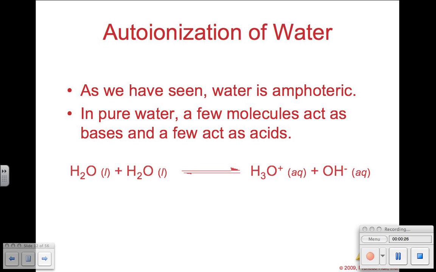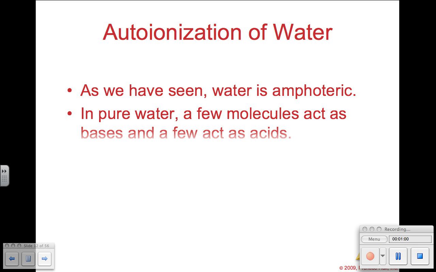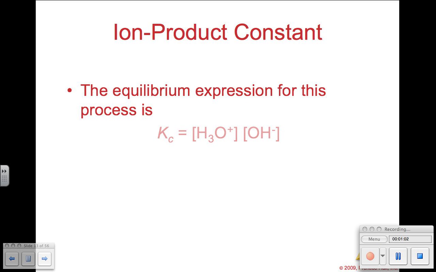So water, like we said previously, is amphiprotic, meaning it could be an acid or a base. But if you have pure water, you're always going to have a few molecules that act as a base and a few that act as an acid. This is called autoionization. Some of that water is not going to remain as H2O; some of it is going to donate a proton, and others are going to gain a proton. And so you get some H3O pluses present, and you also get OH minuses present.